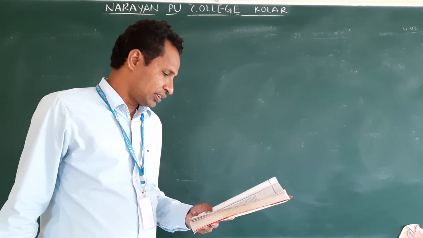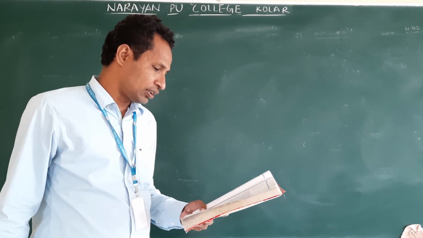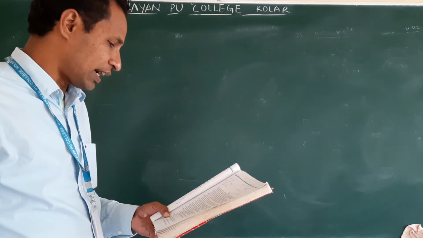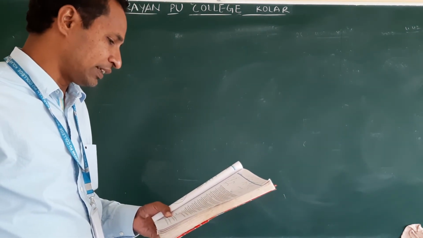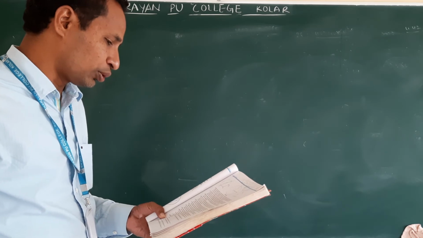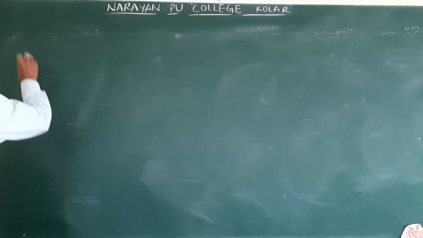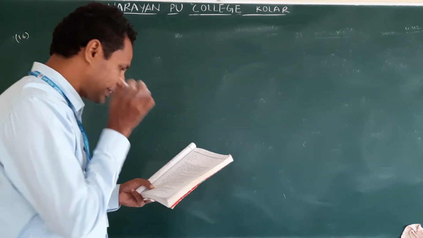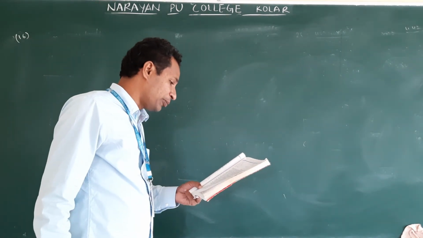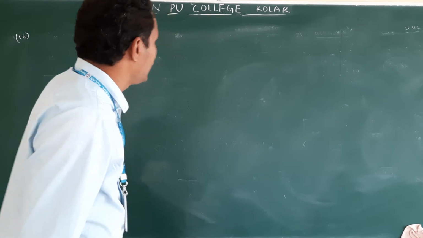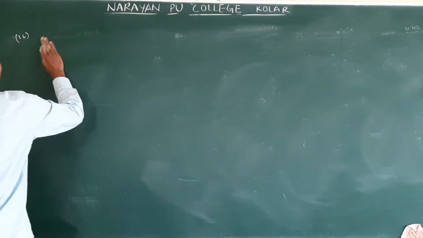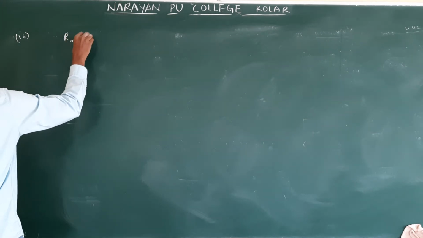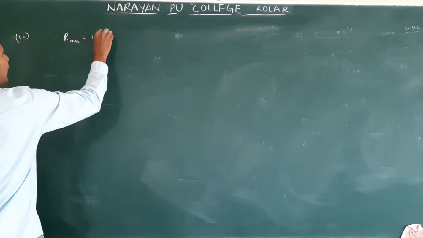Next, 16. A cricketer can throw a ball a maximum horizontal distance of 100 meters. How much high above the ground can the cricketer throw the same ball? 16th question. See, what did they mention here? A cricketer can throw a ball a maximum horizontal distance. Maximum horizontal distance means what? That is range maximum. R max is equal to 100 meters.